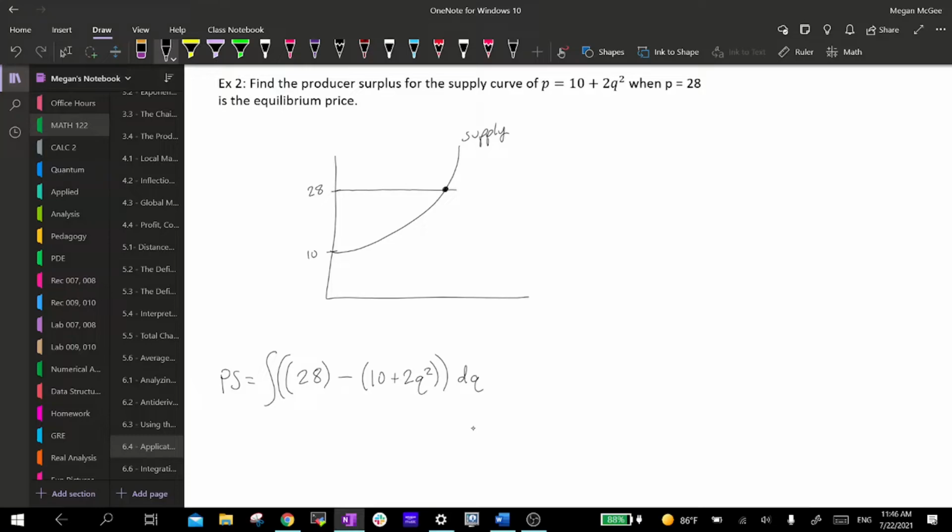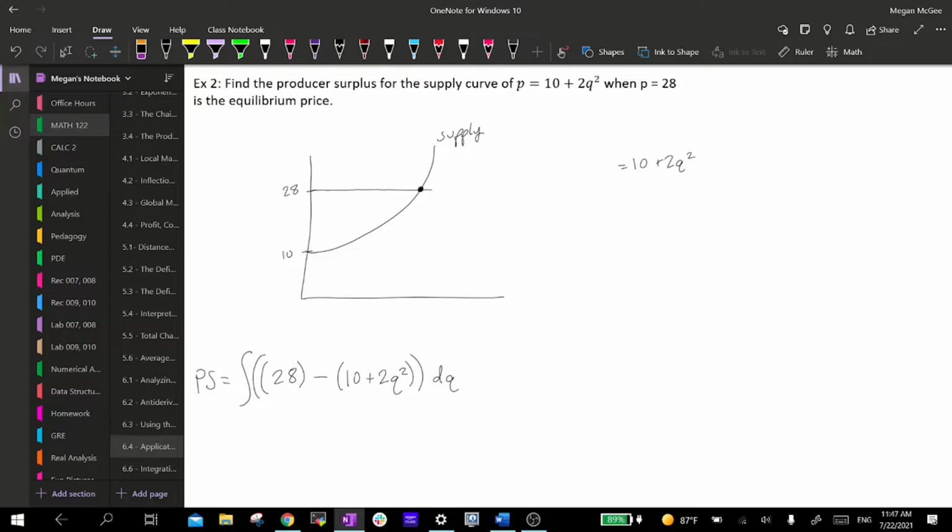The next thing we need are limits of integration for our integral. All right, and so we need to find the equilibrium point, or where they intersect. So we need to find our equilibrium quantity. We have the equilibrium price, but we need to find the equilibrium quantity because we need our integration bounds to be with respect to q. All right, so if we have p is equal to 10 plus 2q squared, we need to find q when p is 28, because we were given that the equilibrium price is 28.